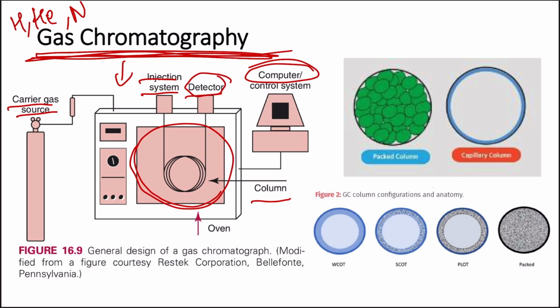There are several types of detectors in gas chromatography, like the electron capture detector, the mass spectrometer, and the flame ionization detector. There is a separate slide for that, so I will be discussing that. Now this carrier gas source can either be a reservoir of the gas or a gas generator from where it directly enters the oven.